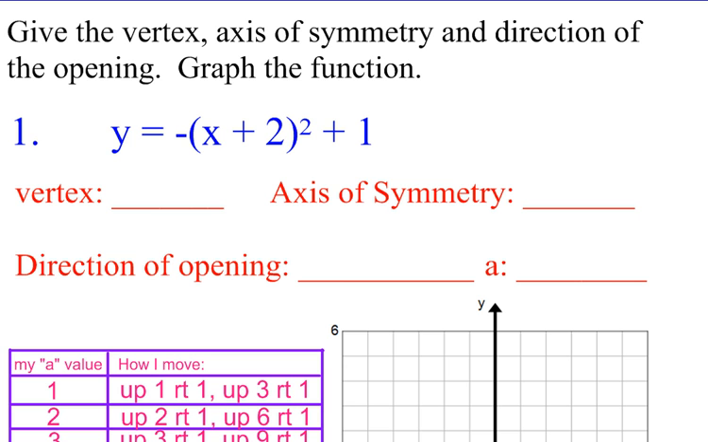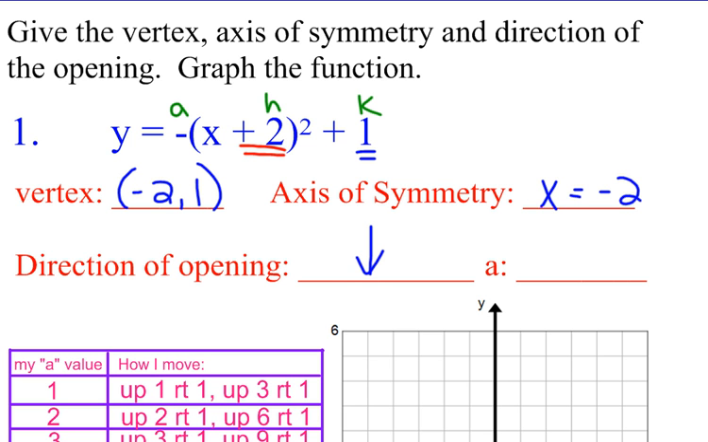So when I look at number 1, I'm going to list the vertex. Remember, my vertex is (h, k). So here is my a spot, here's my h, here's my k. Now this says plus 2. So that tells me I'm going to take the opposite. So my vertex is going to be negative 2, and then this says 1. I keep it the exact same. My vertex is (negative 2, 1). My axis of symmetry is always x equals h, so it's x equals negative 2. And remember, that's the line that cuts that parabola in half. Direction of opening, meaning does my parabola open up or down? It opens down because my a value is negative 1.